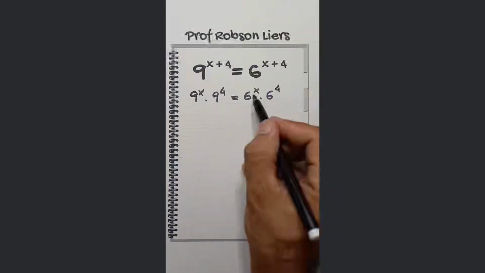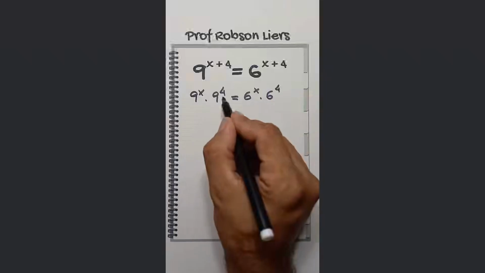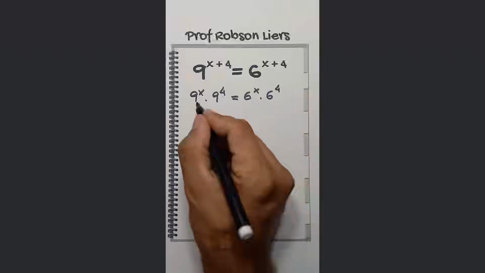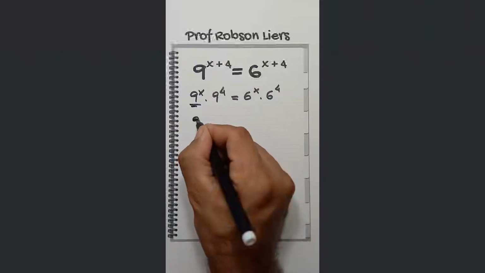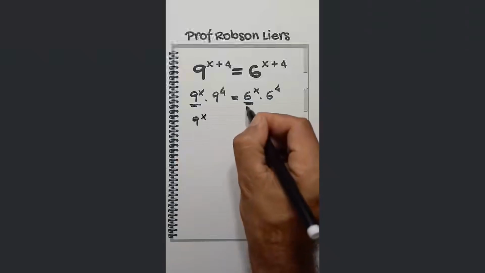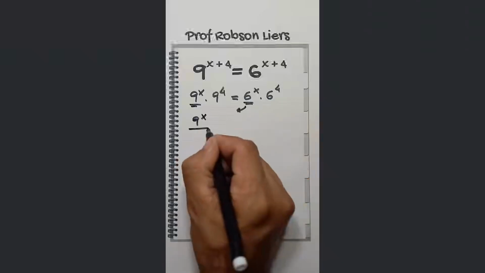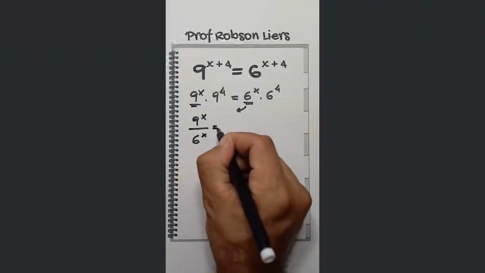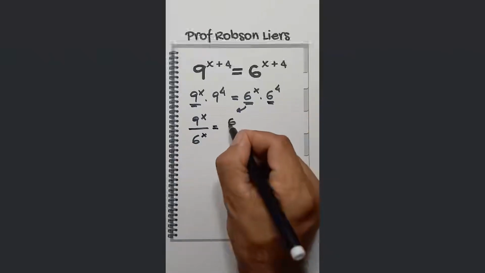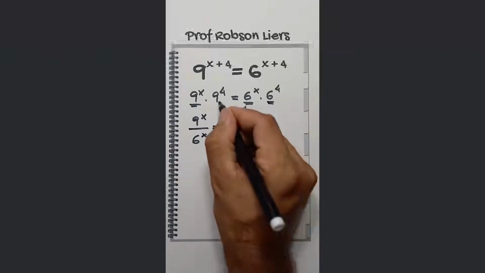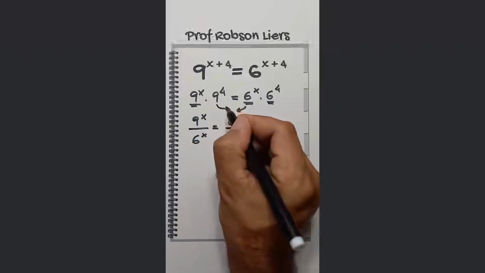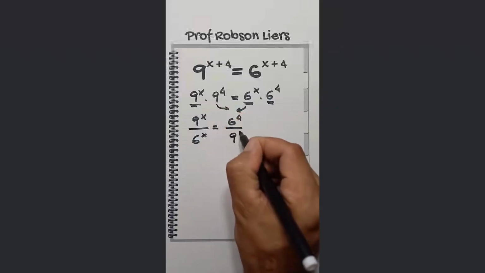Now everything with the exponent x, I'll leave on the left side, and everything with the exponent 4, I'll leave on the right side. So I'll repeat here. 9 to the power of x, 6 to the power of x is multiplying, so I move it to the other side dividing. So over 6 to the power of x equals 6 to the power of 4. I'll leave it on this side here, 6 to the power of 4 over 9 to the power of 4. It's multiplying, so I move it to the other side dividing by 9 to the power of 4.